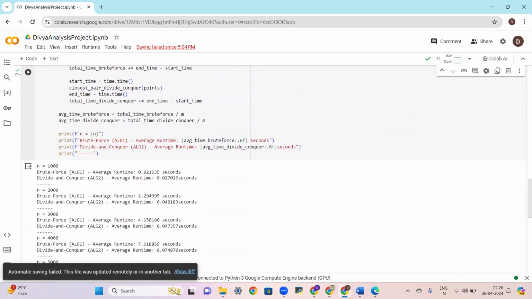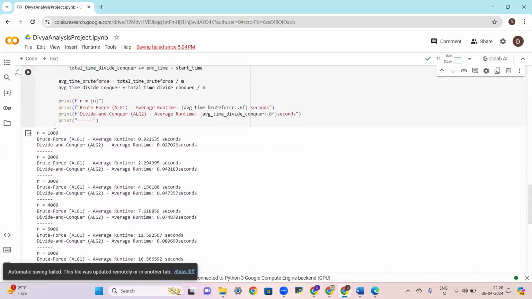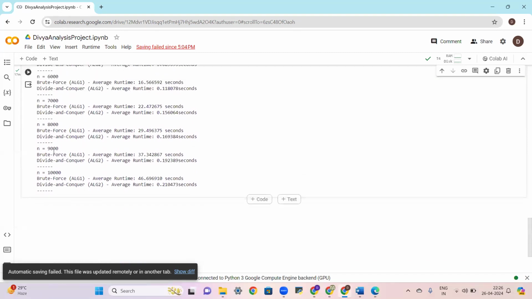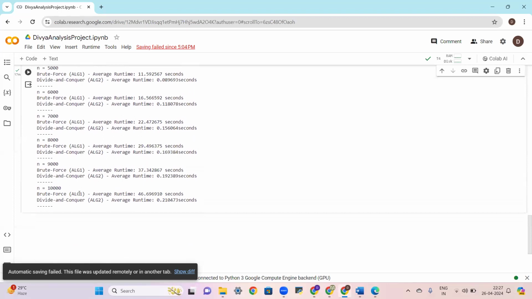There is no limit for the n value. As my system was not supporting larger values, I have taken n only up to 10,000, so it shows results from n equal to 1000 to 10,000. When n is 1000, the brute force and divide and conquer average runtimes are given in seconds. It is clearly shown after the execution that for n equal to 1000, 2000, and so on, the average runtime for brute force is this, and for divide and conquer is this. It clearly shows up to 10,000.